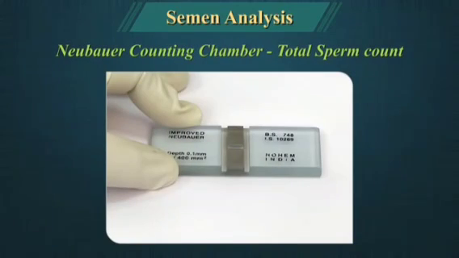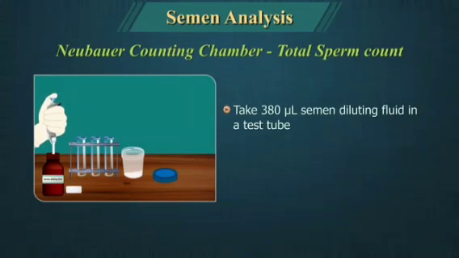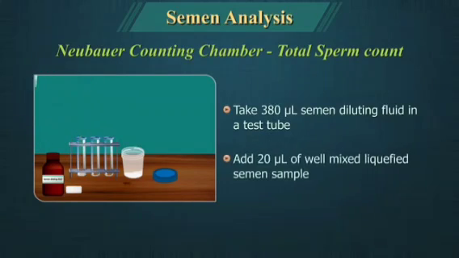Total sperm count using Neubauer's counting chamber. Take 380 microliters of semen diluting fluid in a test tube. Add 20 microliters of well-mixed liquefied semen sample to it.